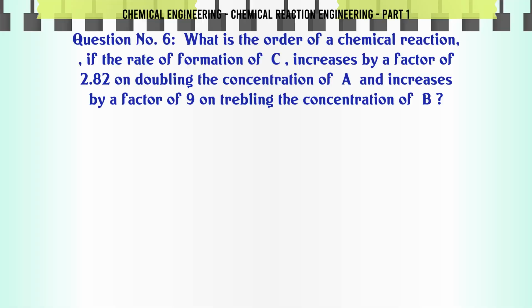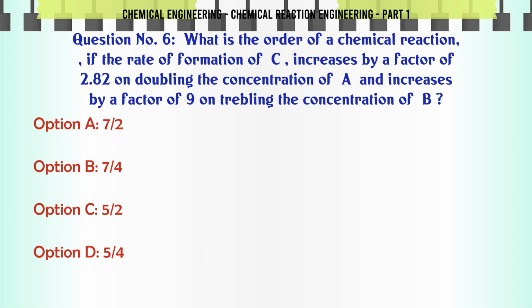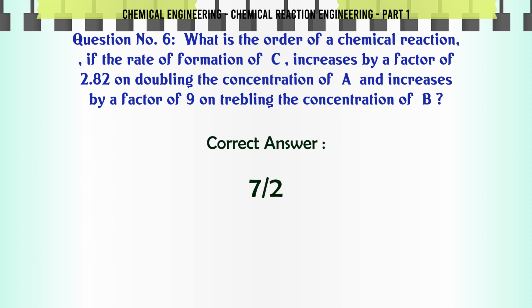What is the order of a chemical reaction, if the rate of formation of C increases by a factor of 2.82 on doubling the concentration of A, and increases by a factor of 9 on trebling the concentration of B? A. 7.2, B. 7.4, C. 5.2, D. 5.4. The correct answer is 7.2.